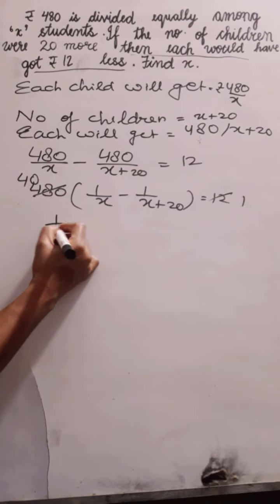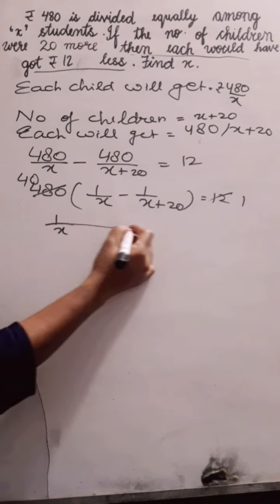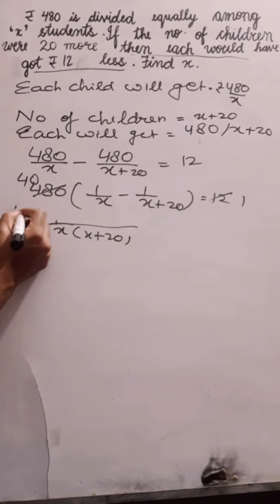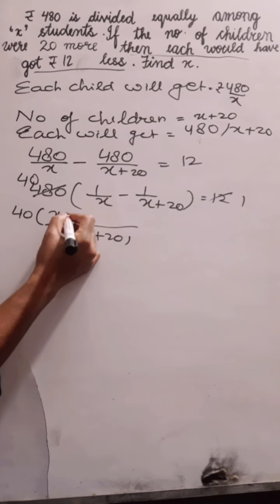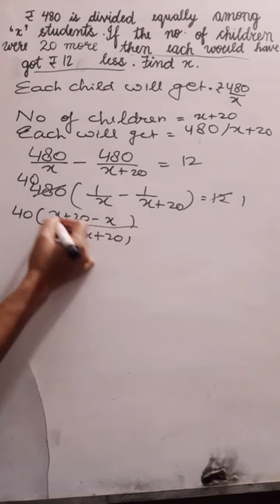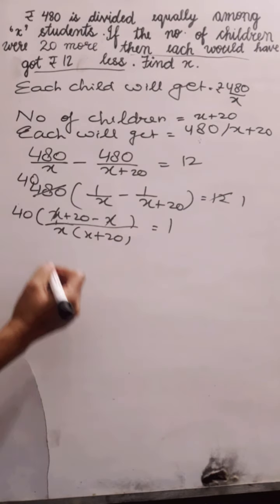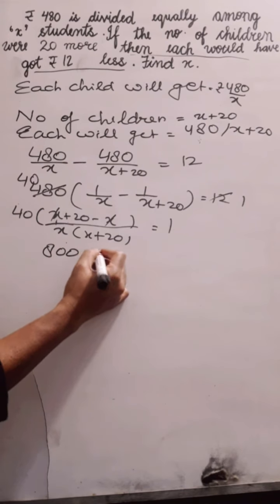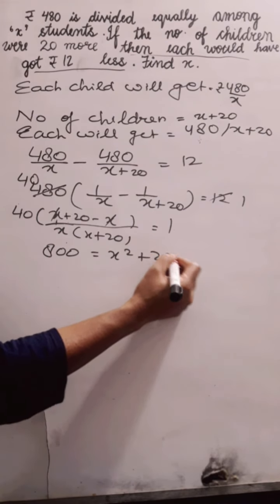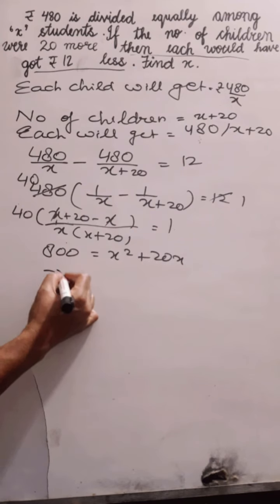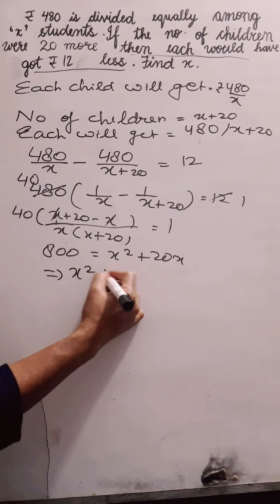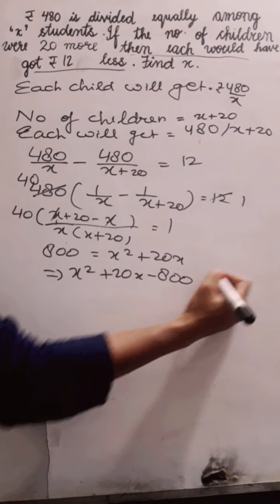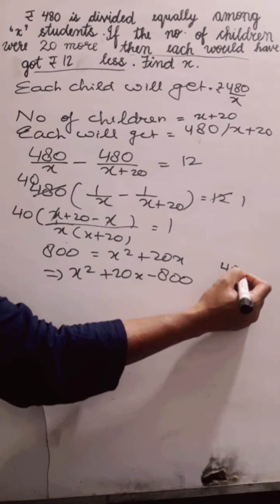Now for 1 over x, I will take the LCM. So here I will get x plus 20 and 40 is outside. Here I will get x plus 20 minus x. Now this will cancel out and here I have 1. Now I can cross multiply it here and this 40 is multiplied here. So 800 equals to x square plus 20x. 800 I am taking on that side. So I will get x square plus 20x minus 800. Now the factors of 800 which will give you 20 are 40 into 20.